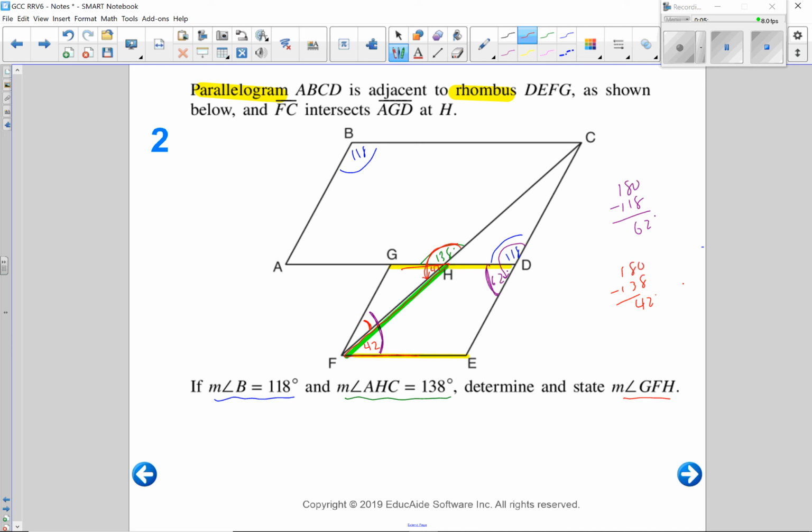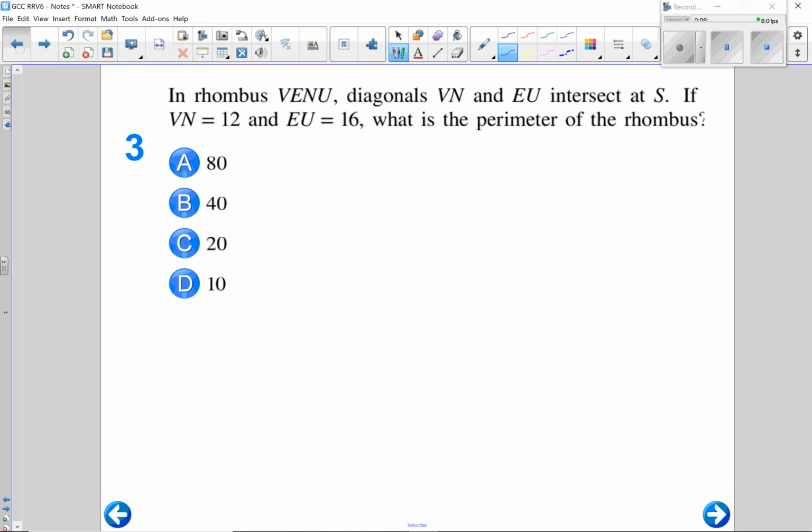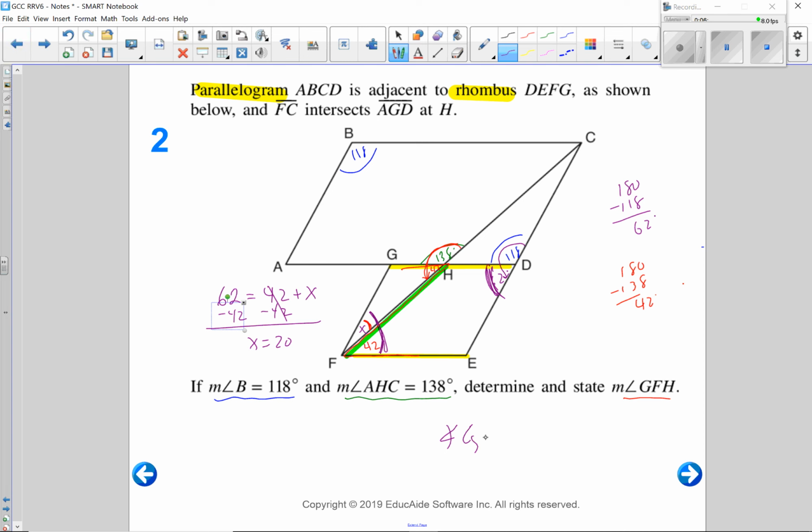So once I now know, back to my fact that this whole thing is 62 and this whole thing is 62, let's call this X for now. I can now say that 62 has to equal the sum of 42 plus X. So if I subtract the 42 from both sides, I now have that X is equal to 20. Therefore, angle GFH is in fact 20 degrees. So that's just one way of answering this question.